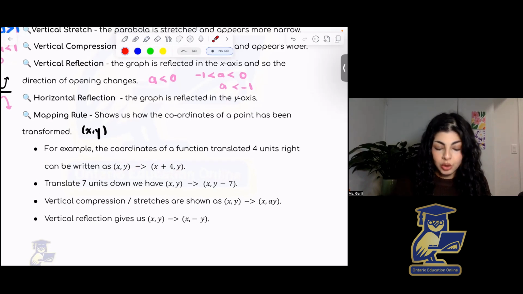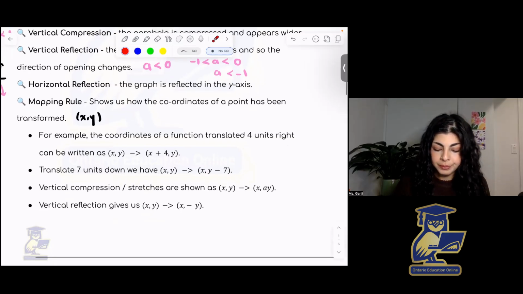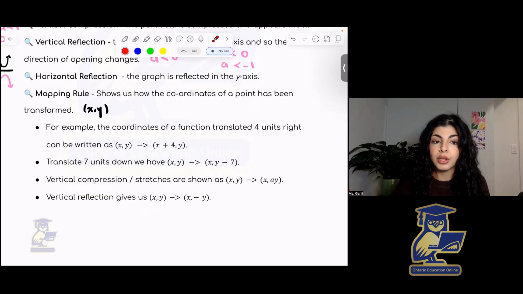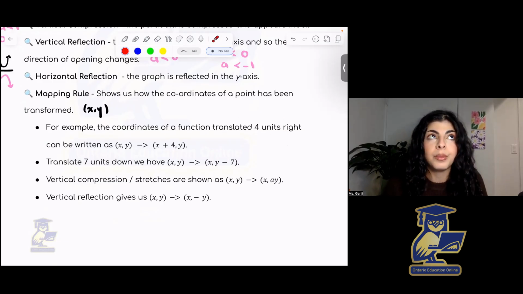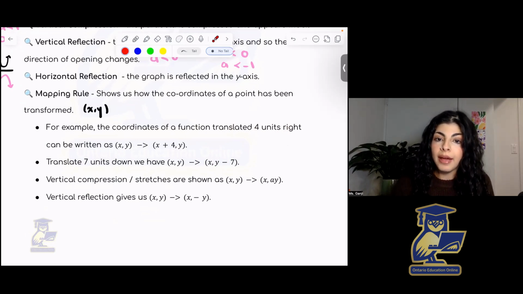Consider a function that's translated 7 units down. Now, in this case, our x value is actually staying the same. It's constant because we are not translating horizontally, but we have a vertical translation. So that gives us y minus 7. And if it was a vertical translation upward, we would just have a positive. And same with up here, if it was a horizontal translation to the left, then we have a subtraction.